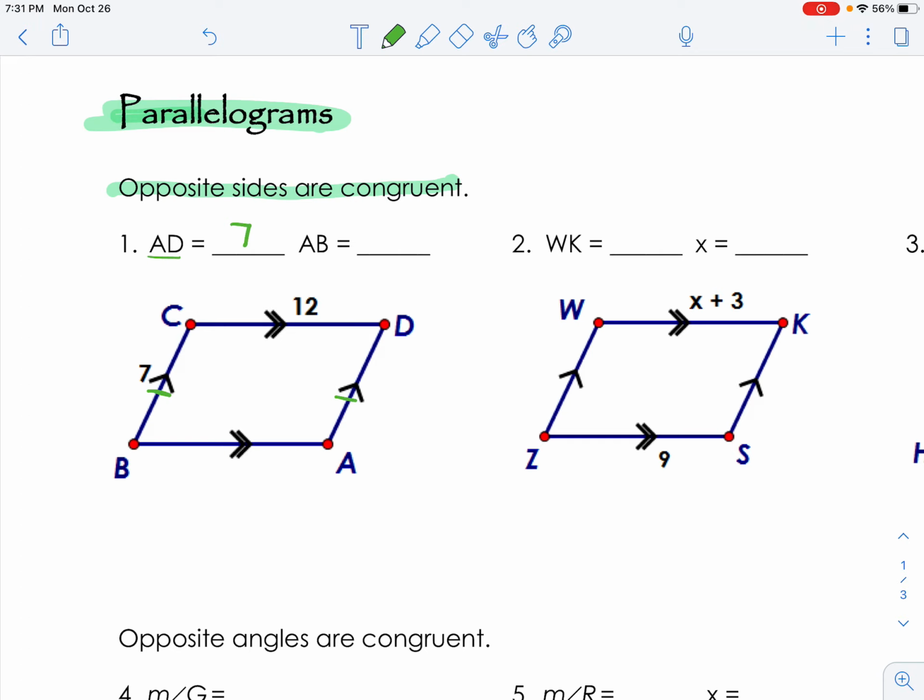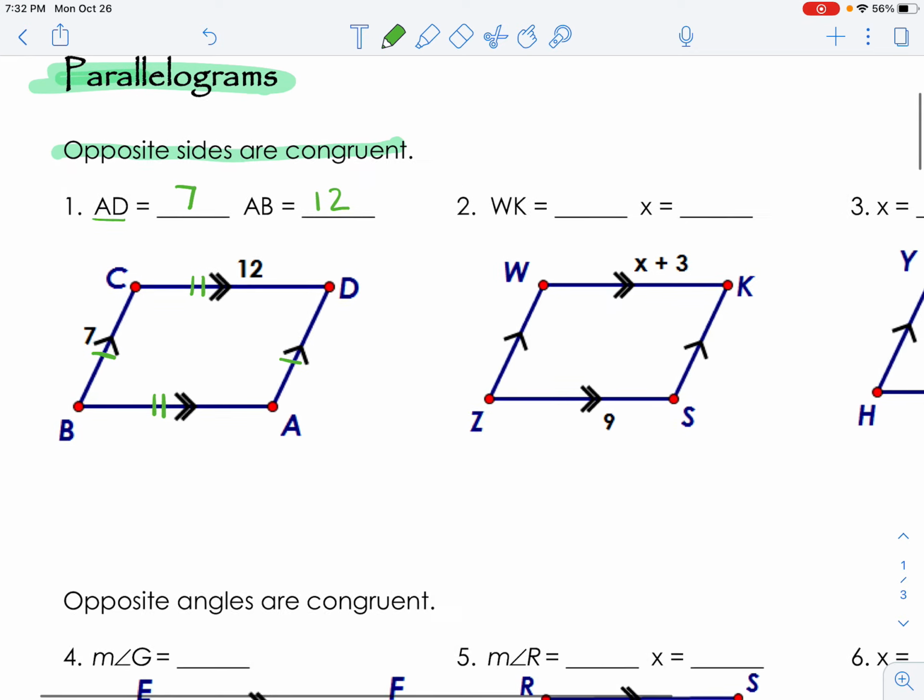Same thing for the other one. Now I'm looking for side AB, which is right here. I know side AB is congruent to side CD. And so since side CD equals 12, I can say AB also equals 12. Let's check out number 2.